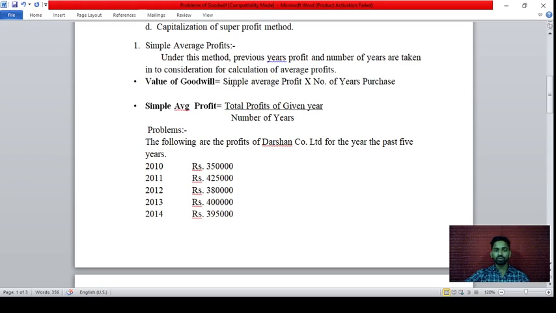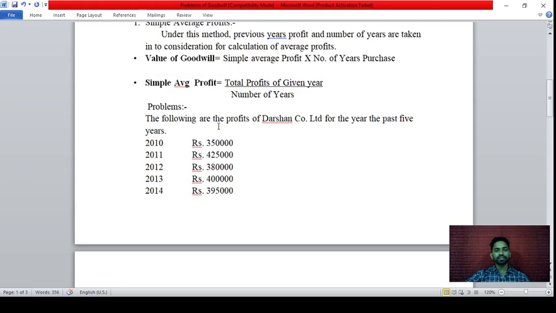So we should know the simple average profit for the calculation. Simple average profit is equal to the total profits of the given years divided by the number of years. How many years are given for the profits? These profits are added and divided by the number of years. Like this we have to solve the problem. Now see problem number 1 on simple average profit.